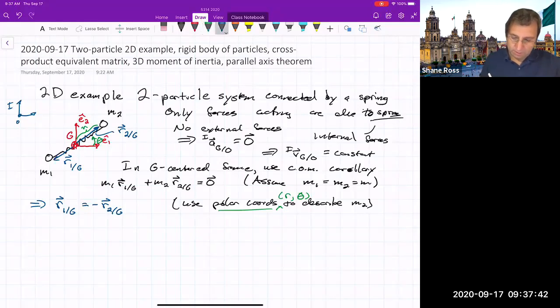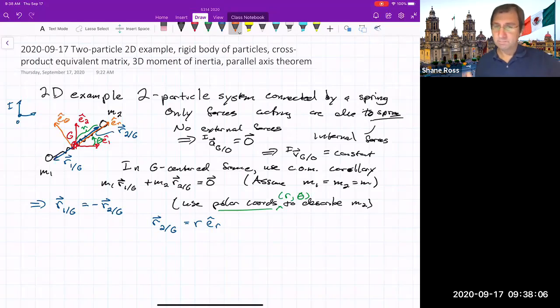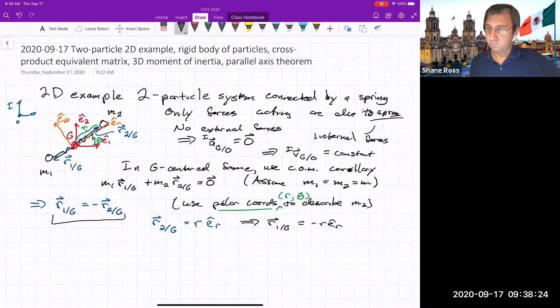If we use polar coordinates, that means that R2G equals R in the ER direction. So let's define this frame. Maybe I'll use orange here. Here's the ER direction. Here's the E theta direction. Polar coordinates again, and we know everything about polar coordinates, hopefully by now. So if R2G equals R in the ER direction, then because of this center of mass corollary, R1G is negative R ER.